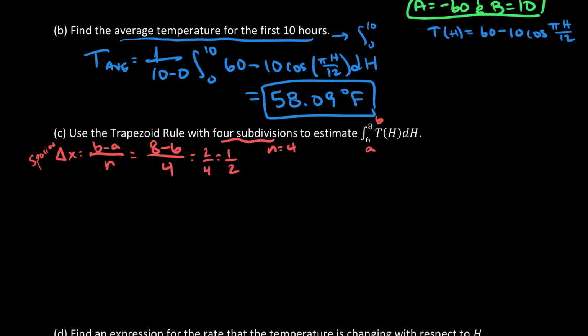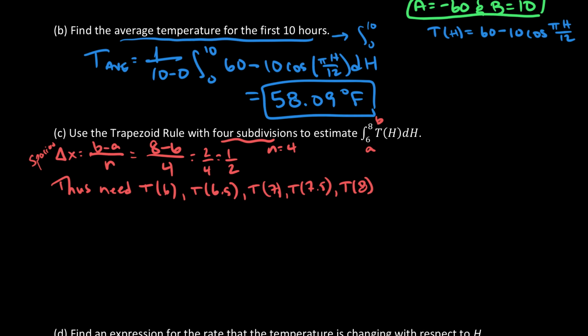Since this is even spacing, I can use shortcut formulas to help me out. So this tells me that I need some values here. I need T of 6, that's my starting one, and since it's half spacing, I need T of 6.5, T of 7, T of 7.5, and then finally T of 8.